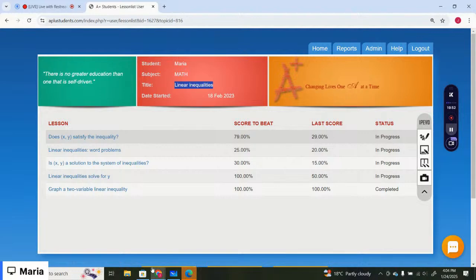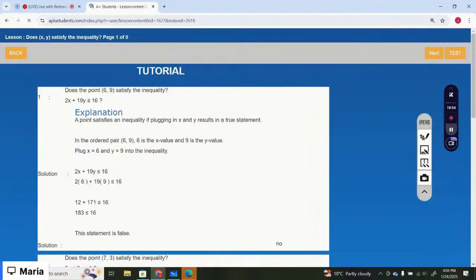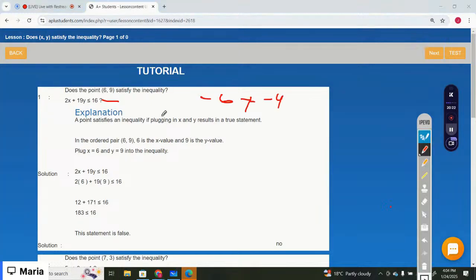Let's just start with the first lesson. Does (x, y) satisfy the inequality? So does the point (6, 9) satisfy the inequality? You are given an ordered pair. So you have to see if the point (6, 9) satisfies the inequality.